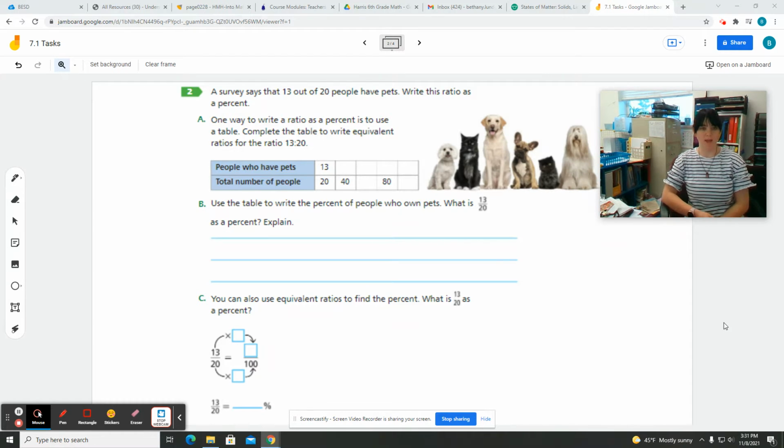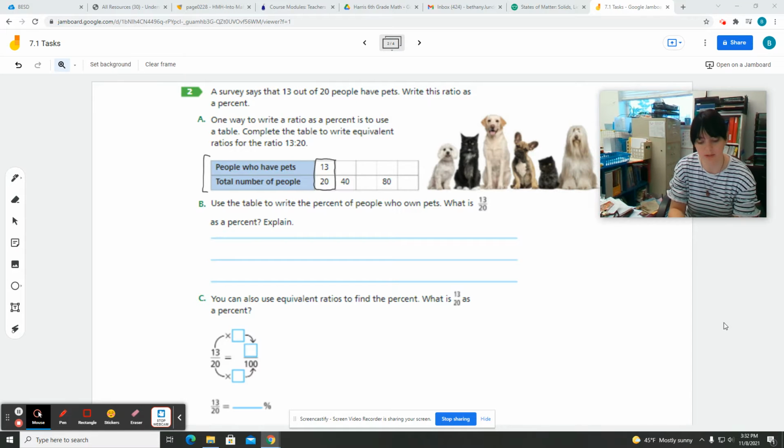So part A, the first step is one way to write a ratio as a percent is to use a table. So this table below right here is a way that we can use a table to represent a percentage. So we're going to complete the table to write equivalent ratios. So this table is going to be full of equivalent ratios of 13 to 20. Now let's first look at, this should look like review from Ratios and Rates, Module 5. But let's look at this a little bit more carefully.